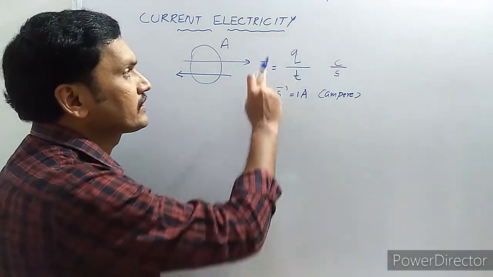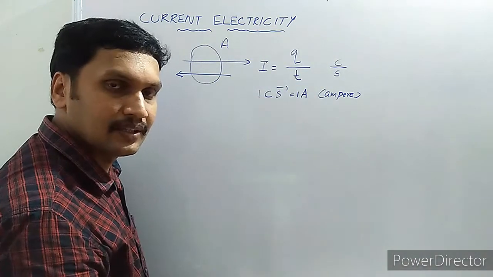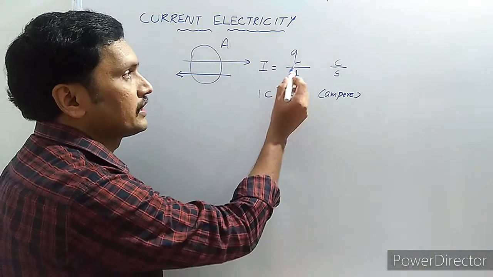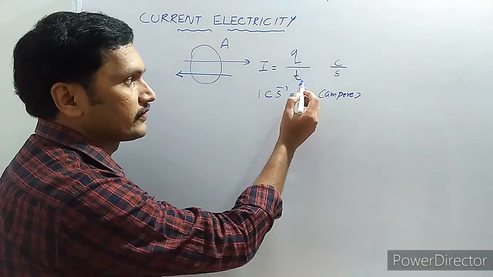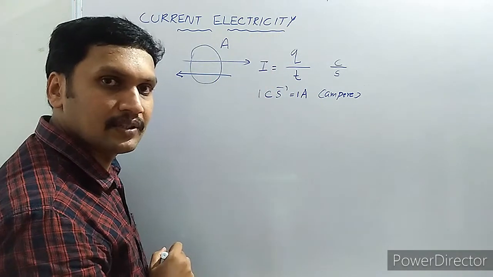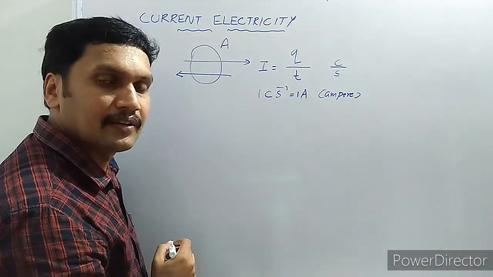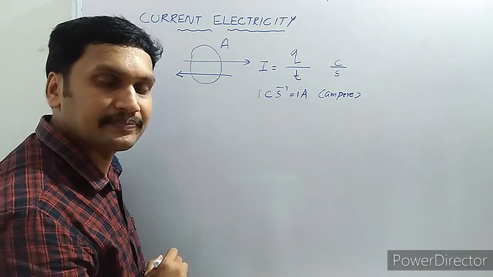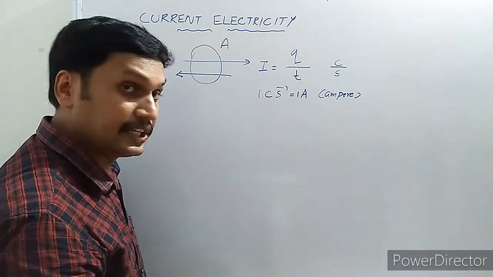So actually this is a steady flow of electric charge. This is a steady current. The reason is that this ratio Q by t is a constant. That is, with increase of time, Q also increases. They are directly proportional, so the value Q by t is always constant. Then we call it a steady current. But sometimes the current may not be steady.